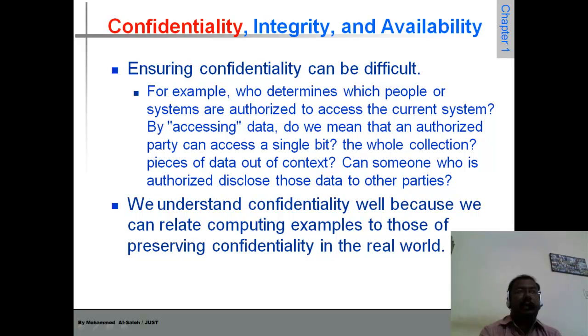So when you allow an access, whether you can access only a bit of a collection, or the pieces of data, or it might be the entire information. Can someone who is authorized disclose the data to other parties? That's another issue. Can a person who knows the information disclose the information? All these things should be taken into consideration when you are looking for confidentiality. We understand confidentiality well because we can relate computing examples to those of preserving confidentiality in the real world. So we can bring some real world examples into your system.